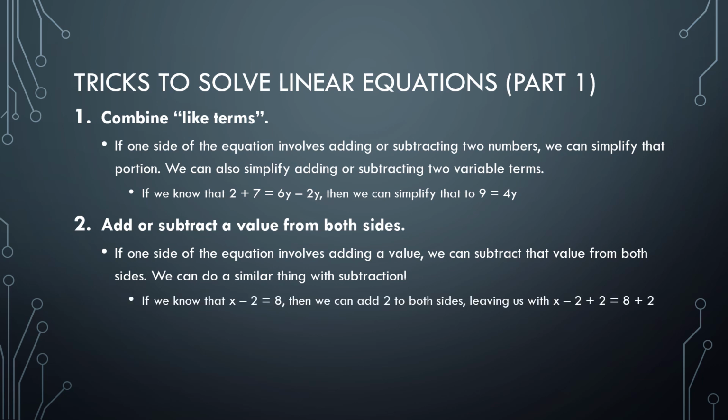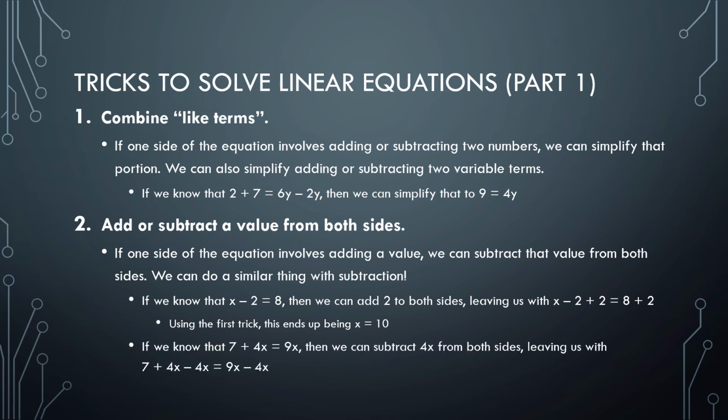So if we talk about x minus 2 equals 8, I want to get rid of that minus 2, so I'll add 2 to both sides, which will leave us with x minus 2 plus 2 equals 8 plus 2. And the whole point is that when we simplify that, the minus 2 plus 2 cancels, and we're left with 8 plus 2, which is 10, so that's x equals 10.